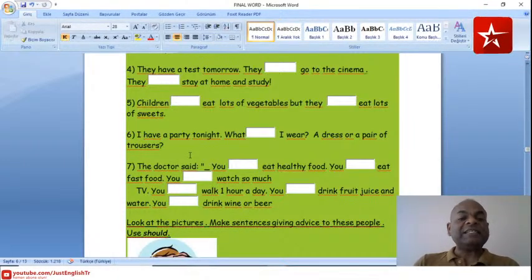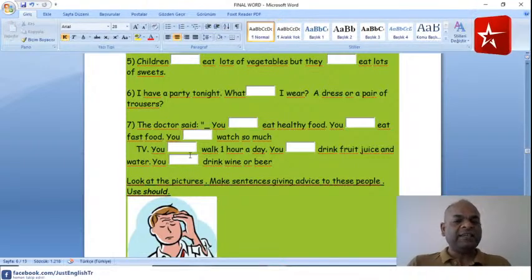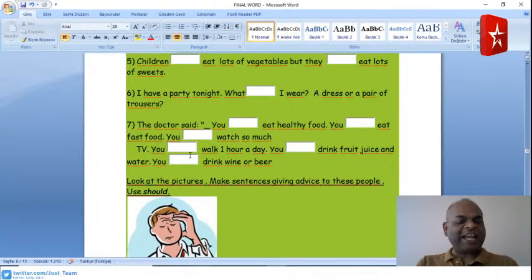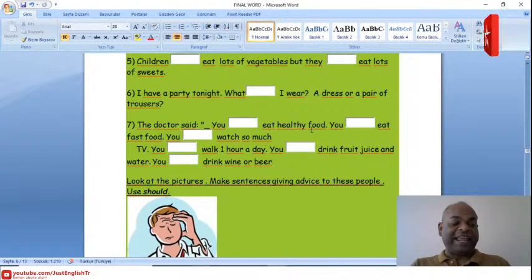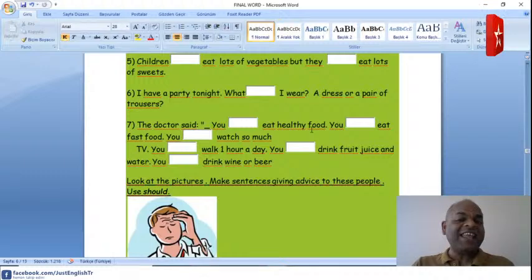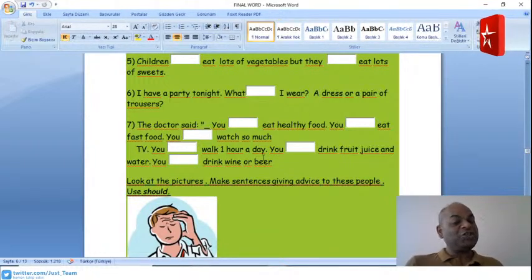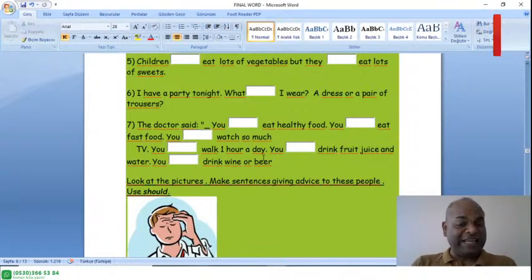Number 7. Let's do number 7 together, guys. The doctor said you dash eat healthy food. You dash eat fast food. You dash watch so much. Let's do number 7 together, all right? Number 7, the doctor said you should eat healthy food. Now that's the answer coming from Tessin. And number 2 is what? You shouldn't eat fast food. And then we got here, you should watch so much. Now that is, you shouldn't watch so much. Now that's a right answer.